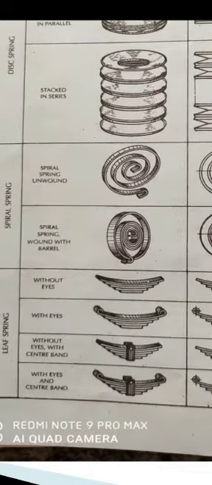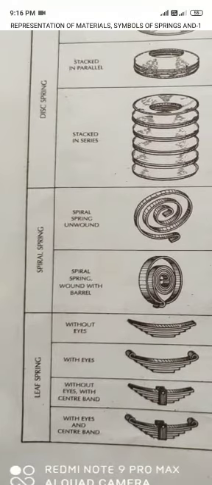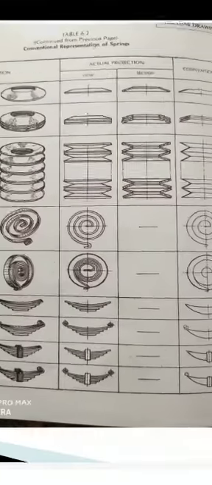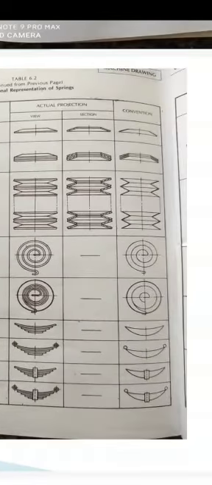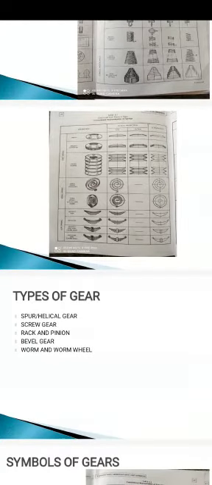Spiral spring unwound. Spiral spring wound with barrel without ties. And the leaf springs are of 4 types: without ties, with ties, without ties with center band, and with ties and center band. These are the symbols of the leaf springs. Next we see the symbols of gears.